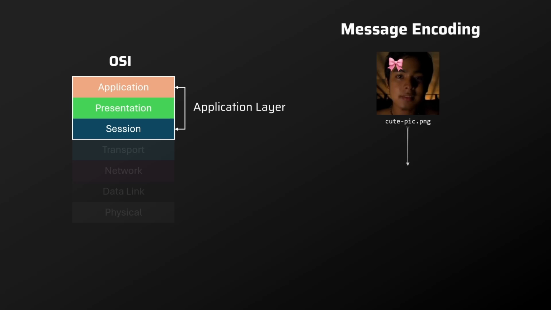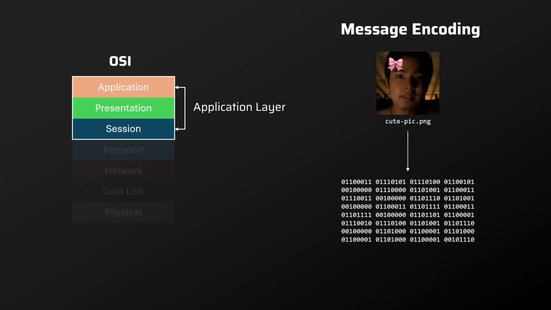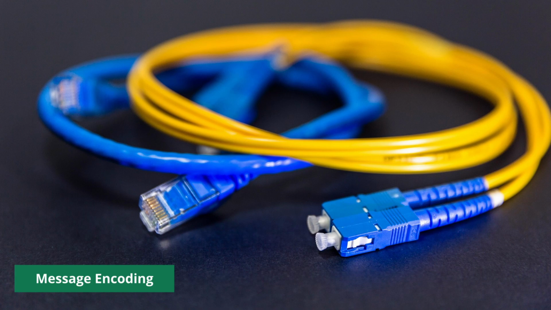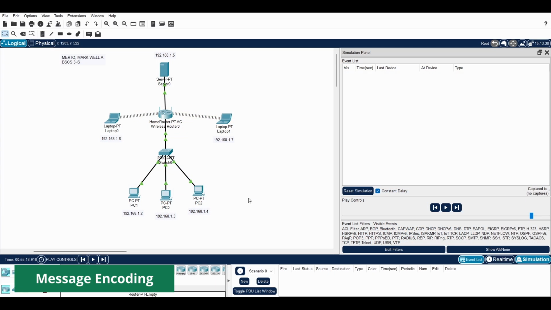Message encoding usually converts data into binary so that it can be converted into signal, which then gets sent to a medium such as Ethernet, where binary is represented as electrical signals, or a wireless medium where binary is represented as radio waves. We have another one called fiber cable, where signals or binary is represented in light pulses.